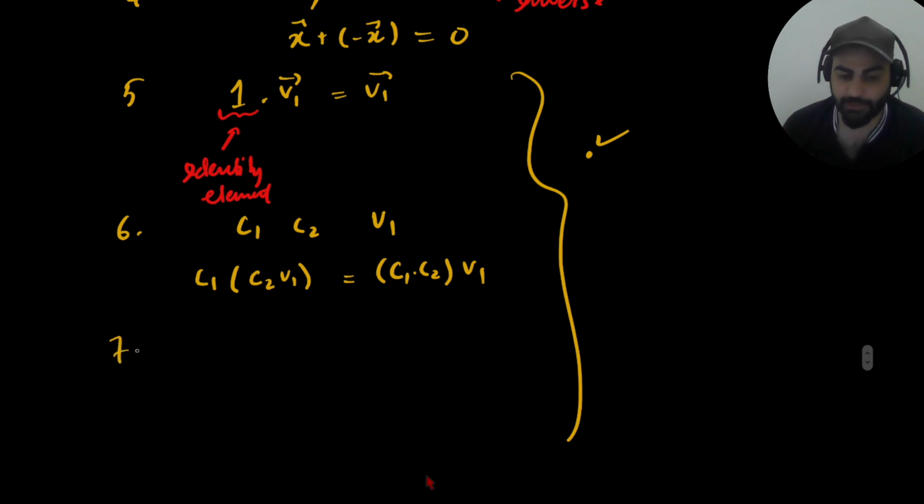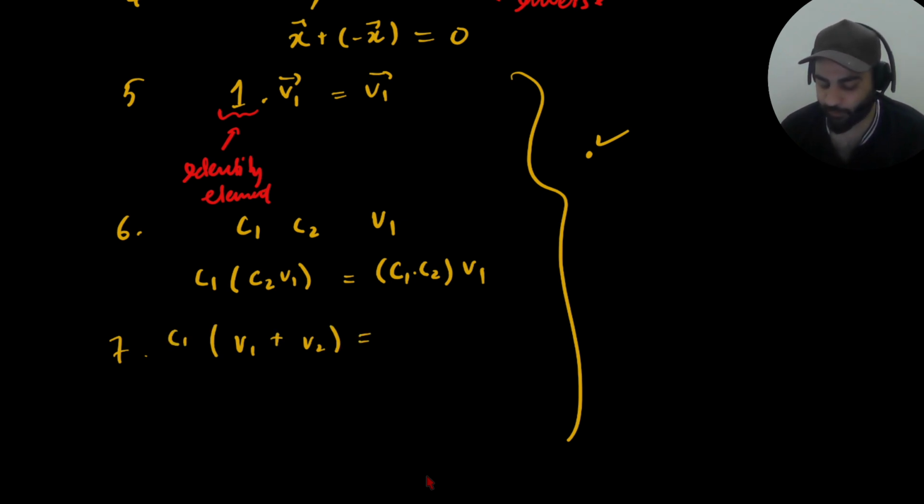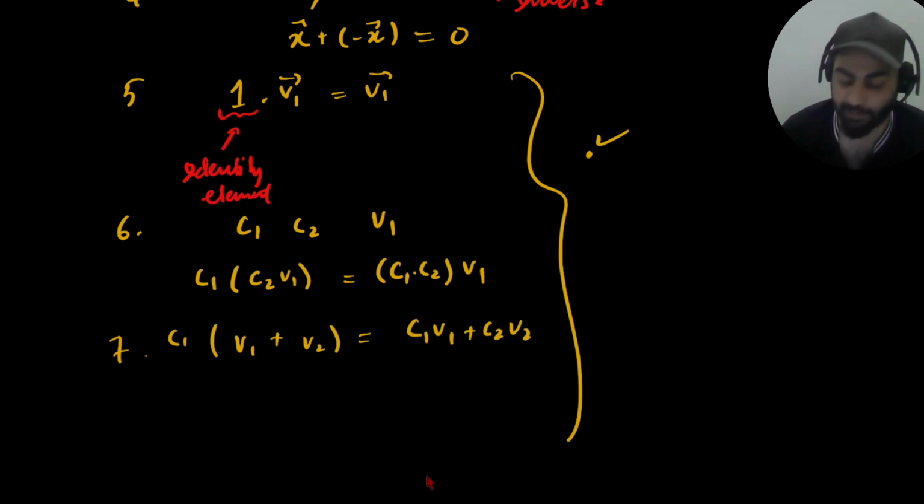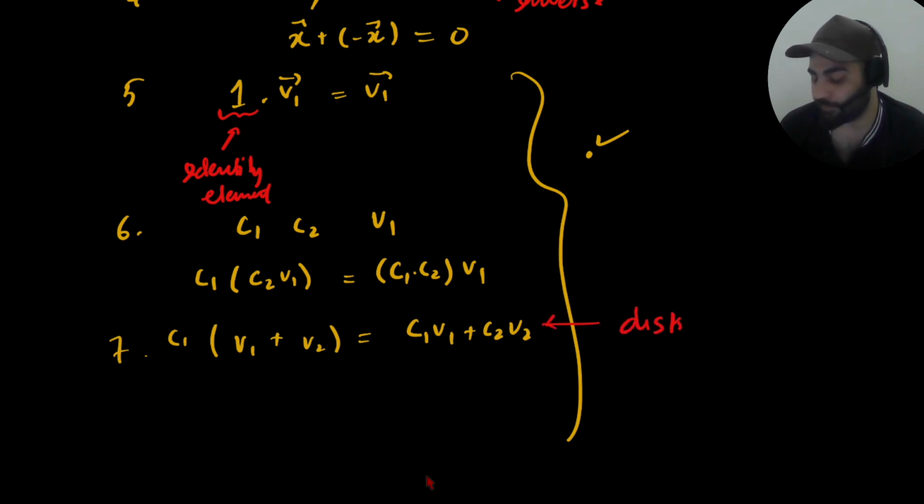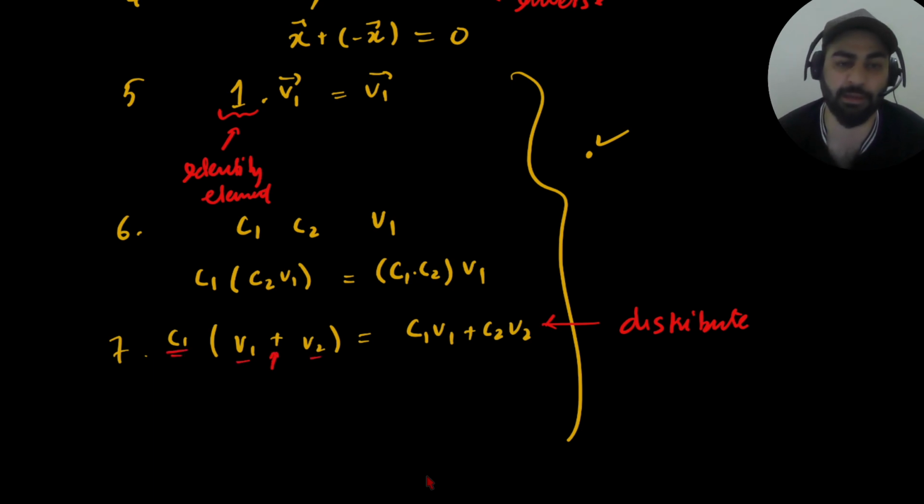And the seventh property that we have is that if we have two vectors, let's call them v1 and v2, and we add them together and multiply by c1, it should be equal to c1 v1 plus c1 v2. We should distribute the scalar. This is called distributivity. So we should be able to distribute this scalar over the vectors if we have a plus sign in here. So this should be obeyed.